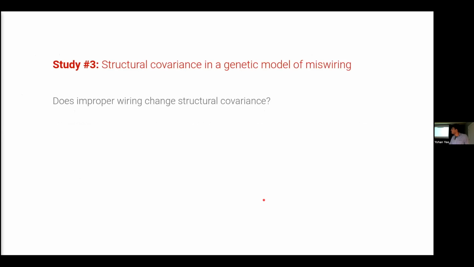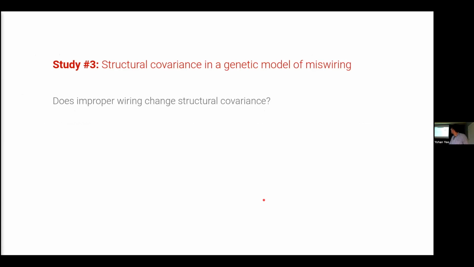But just to go back to this idea of connectivity driving covariance, we did another study on a third model of, I should say, maybe aberrant connectivity. Do I have enough time to describe this? A few more minutes? Yeah.